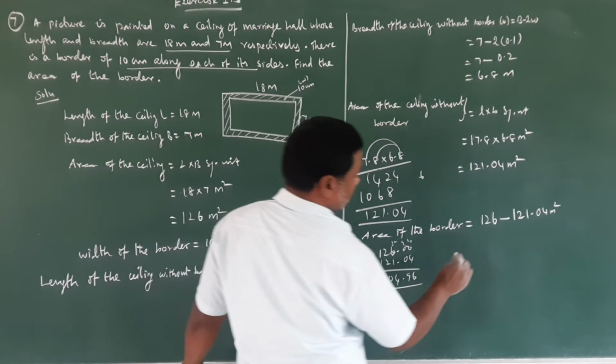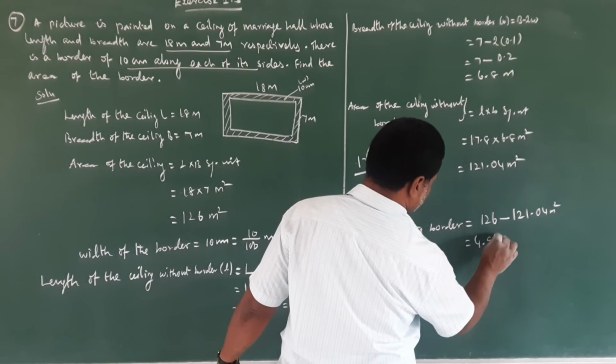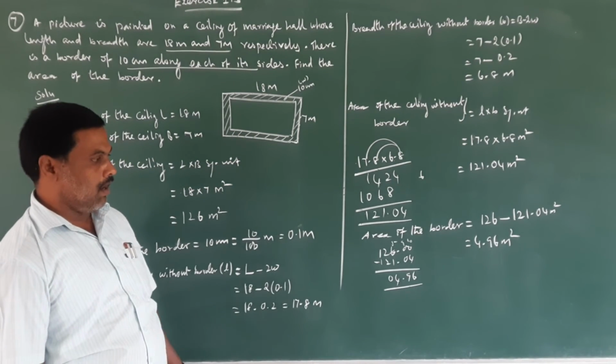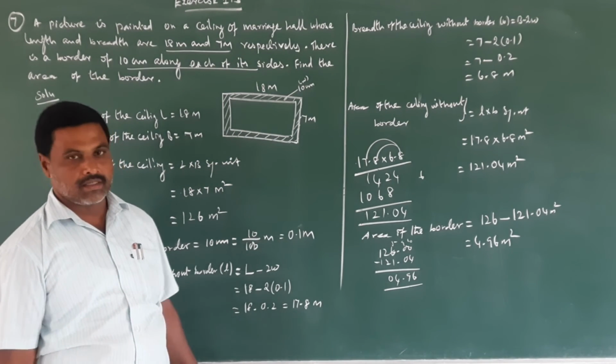Answer: 4.96 meter square. Now the area of the border is 4.96 meter square.